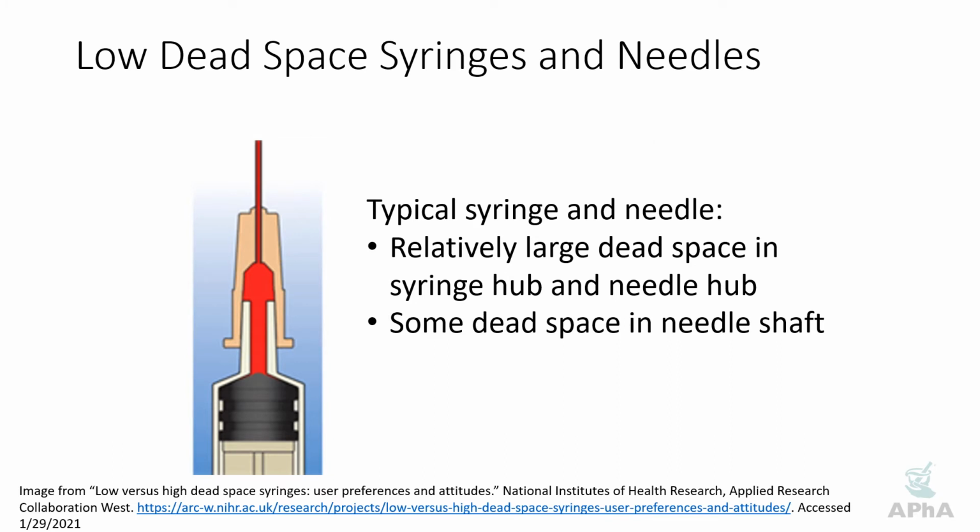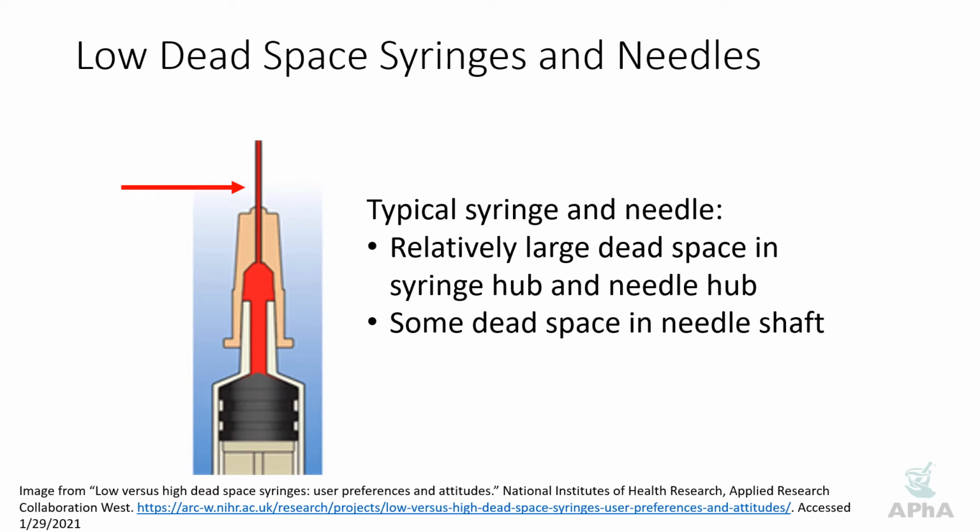So to start off with, in the hub of the syringe, we have a relatively large dead space. That's the part that the needle goes onto. In addition, on the hub of the needle, we also have a significant amount of dead space. And then there's a little bit of dead space in the needle shaft. That's unavoidable. It's always there. And it's usually pretty minimal, so you don't have to worry about that too much. It's really the dead space in the syringe hub and the needle hub where we can make the biggest impact.